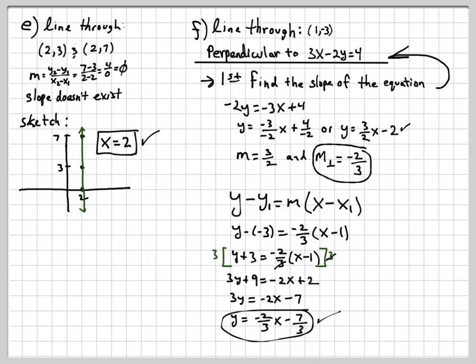I get negative 2x plus 2 on the right side, and then subtract the 9 from both sides, and then divide by 3 as a final step, and I get y is equal to negative 2/3 x minus 7/3. The slope is negative 2/3, and the y-intercept is negative 7/3. And that is it.